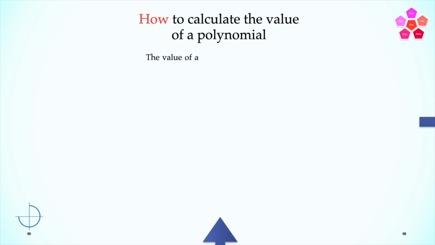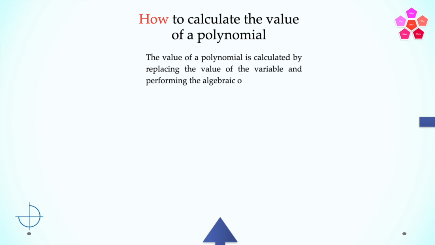The value of a polynomial is calculated by replacing the value of a variable and performing the algebraic operations such as addition, subtraction, multiplication, division, and exponent. So let's have a polynomial in one variable and see this in action. p(x) is equal to 4x cubed minus 2x squared minus x minus 1. Inserting x is equal to 0, we have p(0) is equal to minus 1.